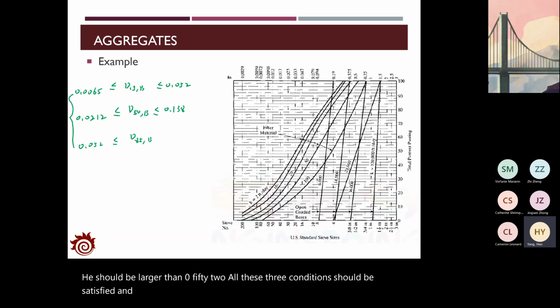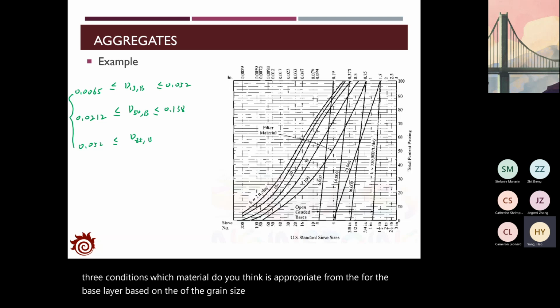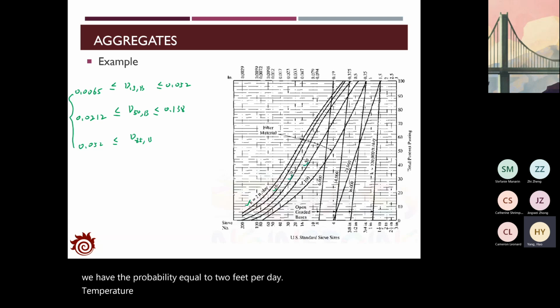And then there's a question for you. Based on these three conditions, which material do you think is appropriate for the base layer, based on the grain size distribution set in this figure? We actually have the permeability equal to 2 feet per day, 10 feet per day, 20, 50, 100, 6,000, and so on. Which one is appropriate? And how can we choose the appropriate material as the base layer? Any ideas to find this information? Maybe this figure is too small and not easy for you to observe.